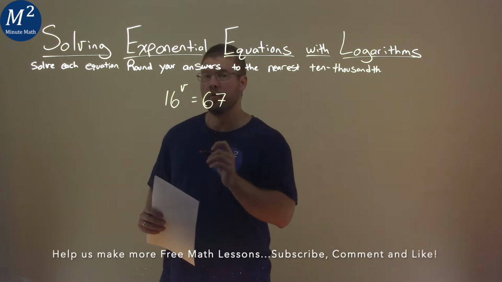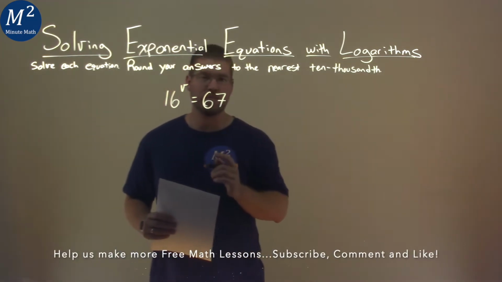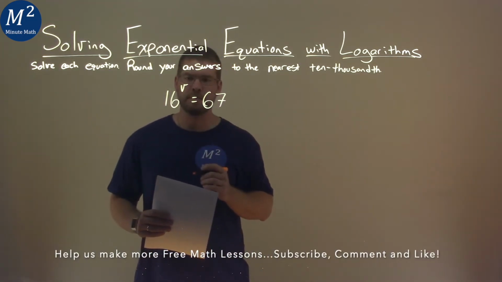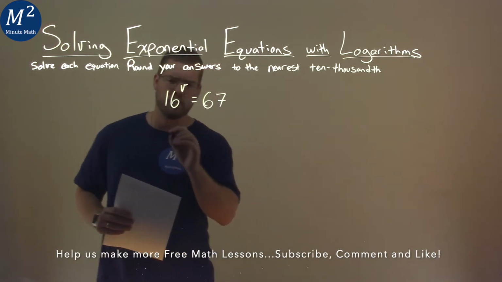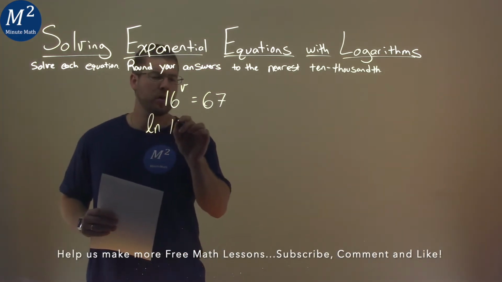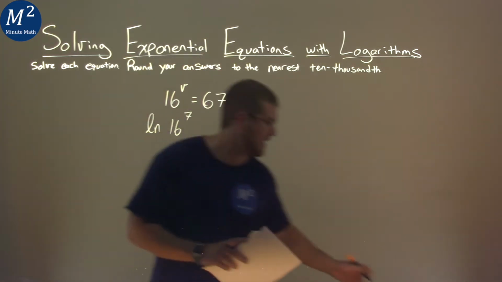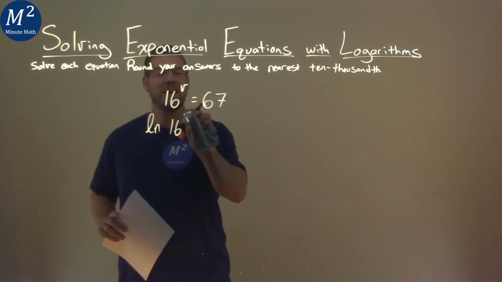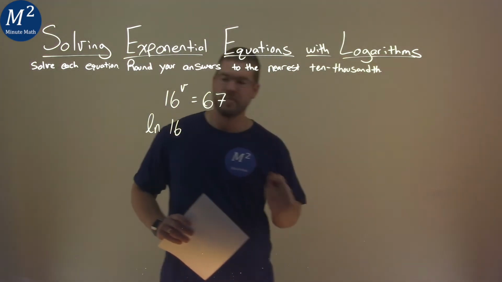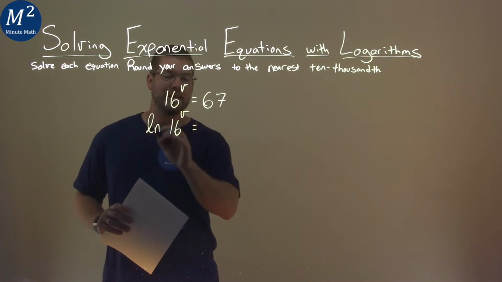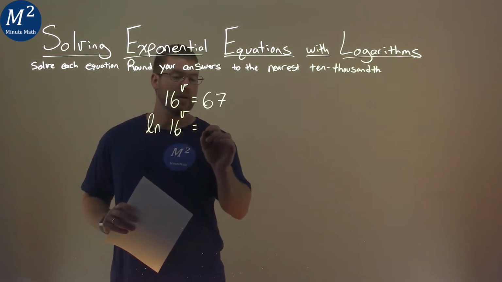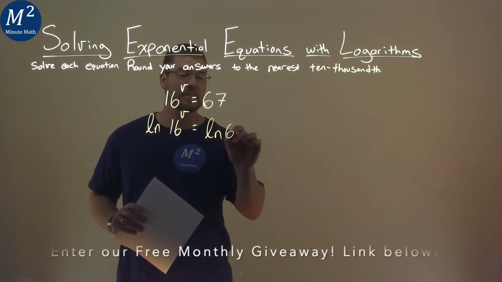We're given this problem right here. 16 to the power of v is equal to 67, and we need to solve this equation. One thing we know about logarithms is that if I take the natural log of both sides, which I'm allowed to do, and take natural log of 16 to the power of v is equal to natural log of 67 here.